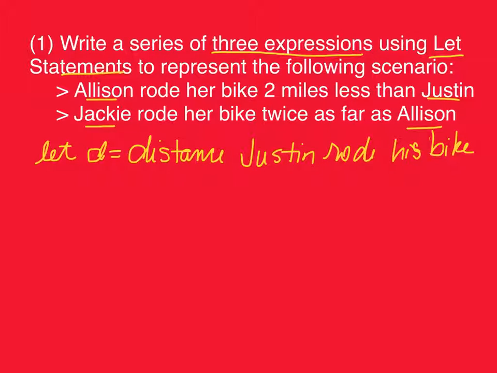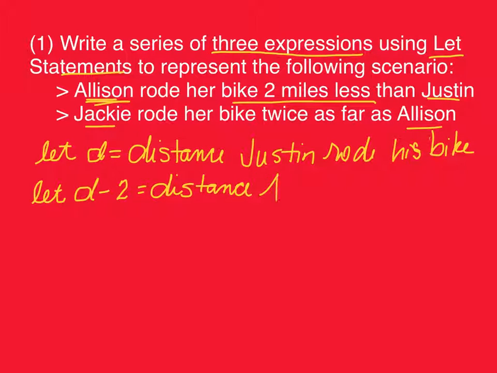The next thing we have is that Allison rode her bike 2 miles less. 2 miles less, well, that tells us that we're going to be subtracting. So we need to take 2 away from how far Justin went. So that would be D minus 2 equal the distance that Allison rode her bike. So we've now taken care of Justin and Allison.